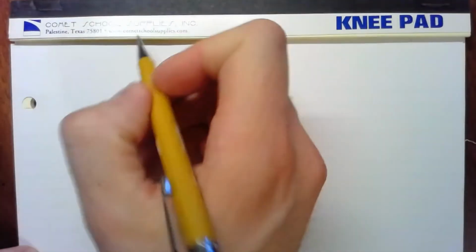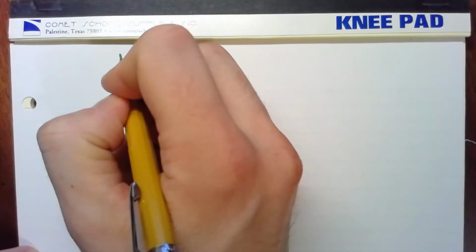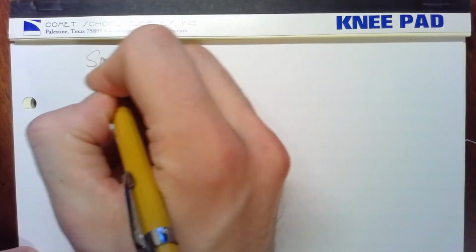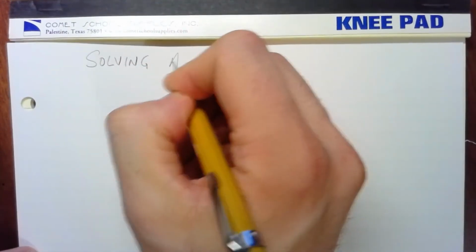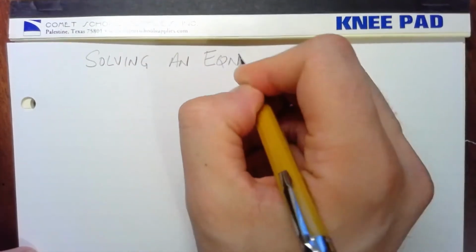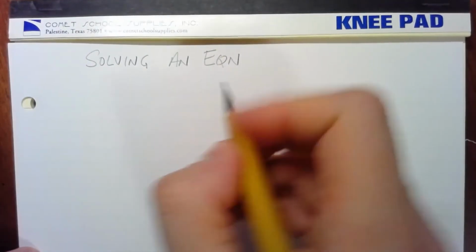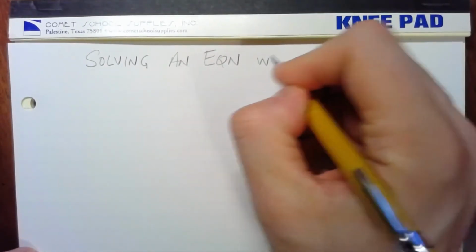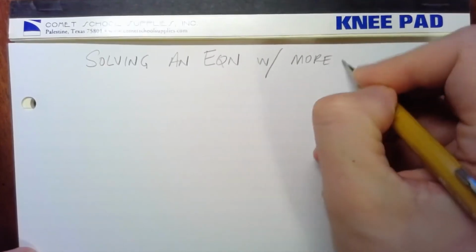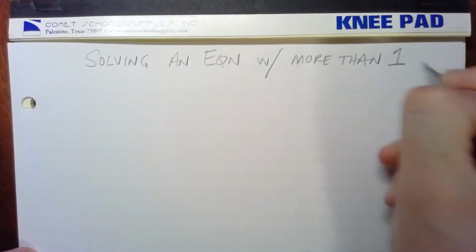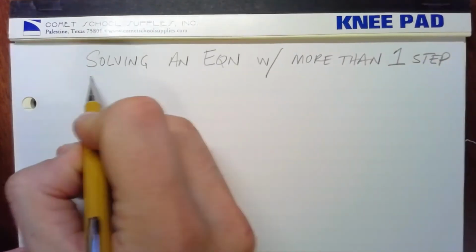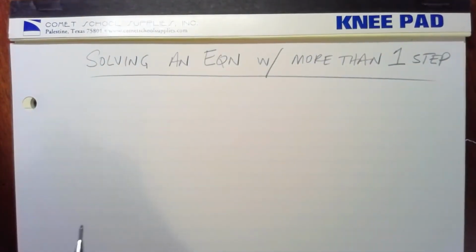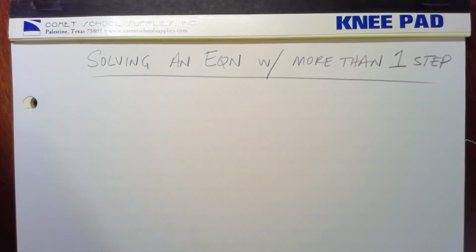So we're going to do a more complicated example of solving an equation, and I use EQN for equation, solving an equation with more than one step. Okay? More than one step. If you looked at the last example, we just had one step. We just had to subtract 3, and then we were at our answer. So what happens if we have to do more than one step? Well, let's look at something really crazy.